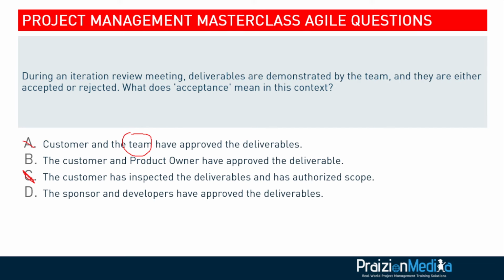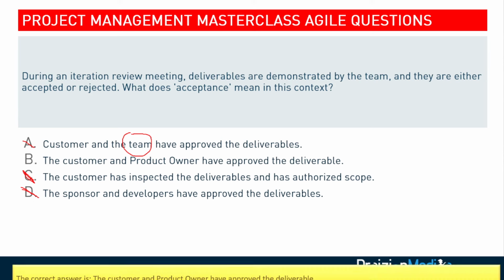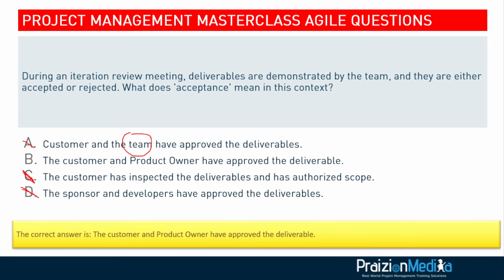D, the sponsor and the developers have approved the deliverables. So this isn't about a sponsor and developers, it's more about the customer and the product owner. So you got to know who does what and what is most reasonable from an Agile lens.